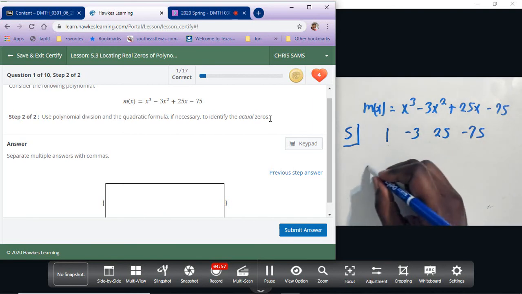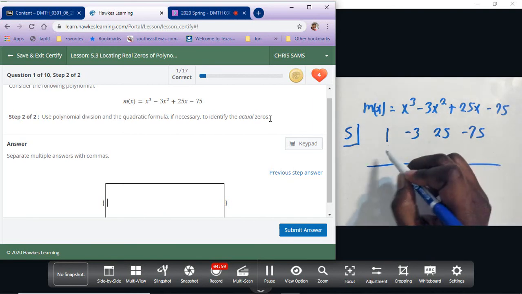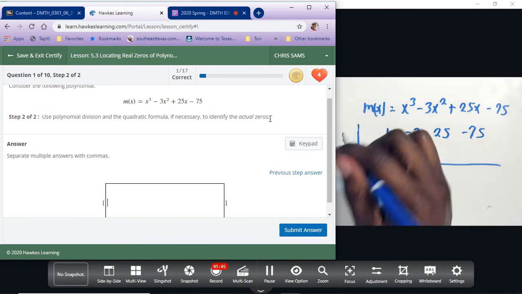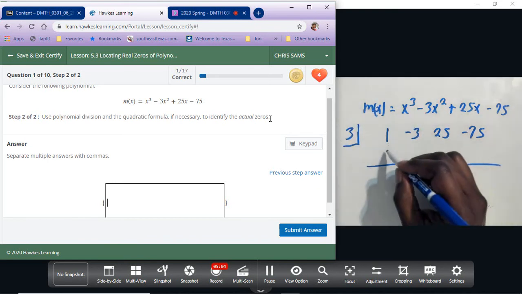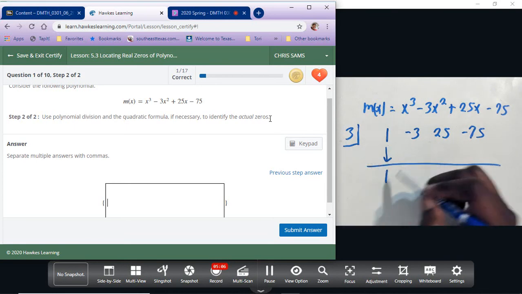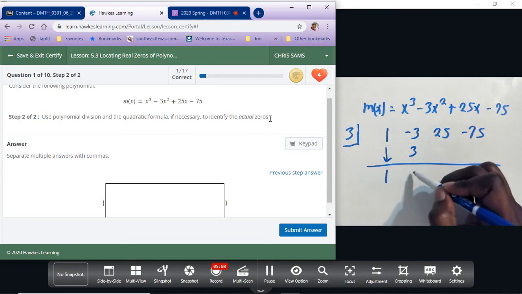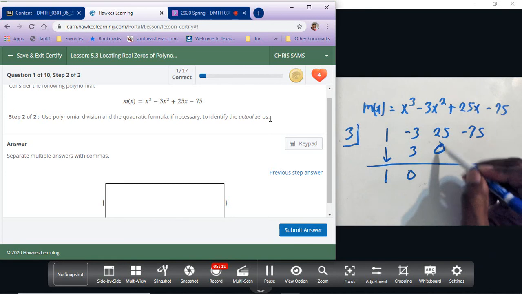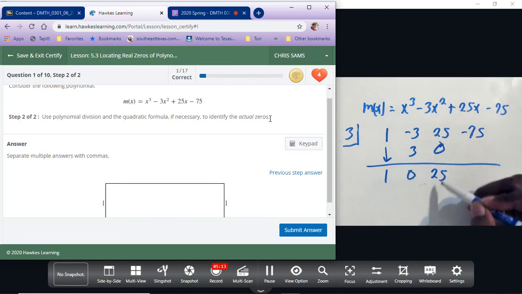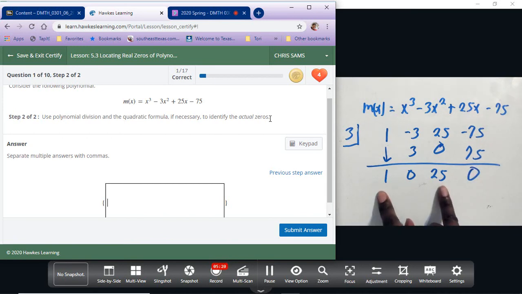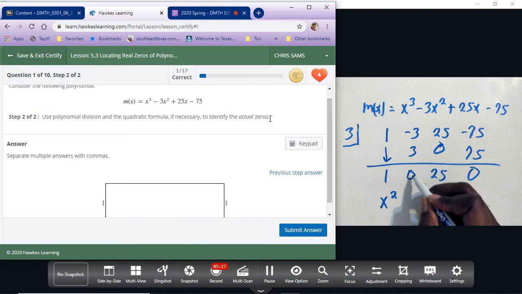Let's try 3. So bring down the 1. 1 times 3 is 3. That will give me 0. 3 times 0 is 0. Add these, we get 25. And 3 times 25 is 75. And we get 0. So this one did work. And then my remaining polynomial is x squared, I don't have the middle term x, and then plus 25.